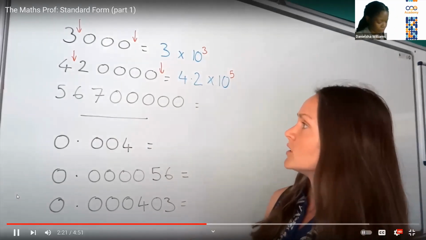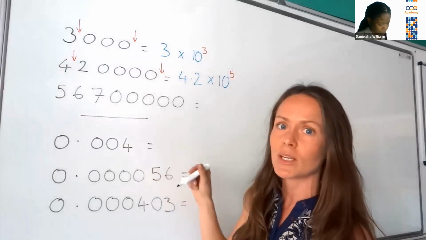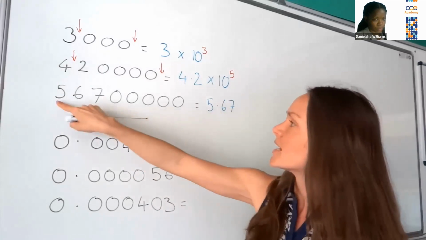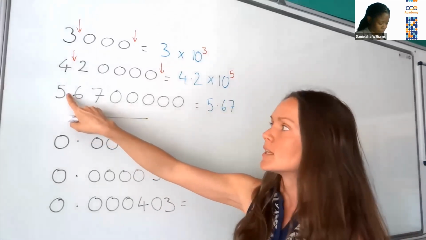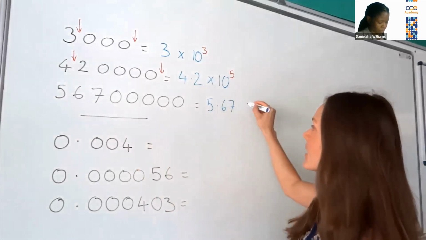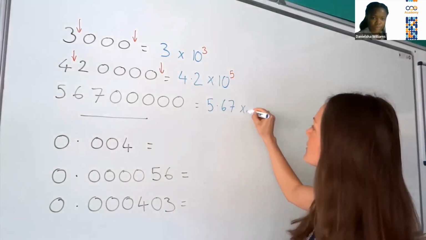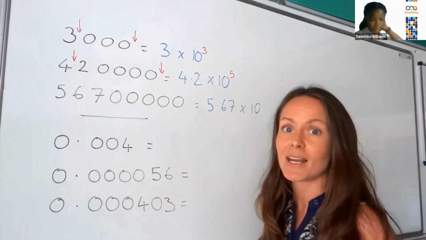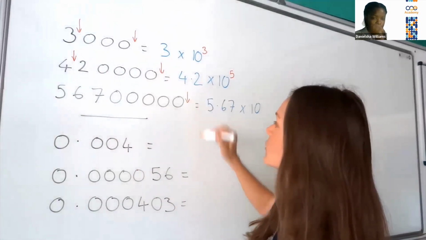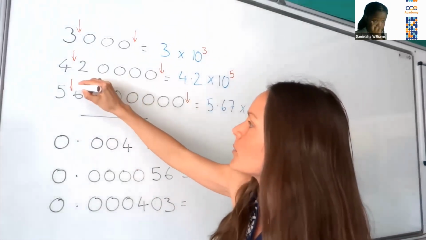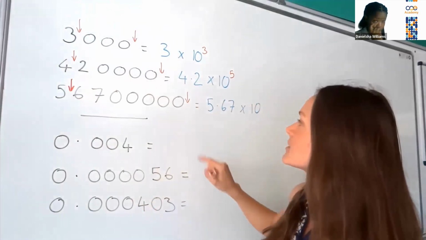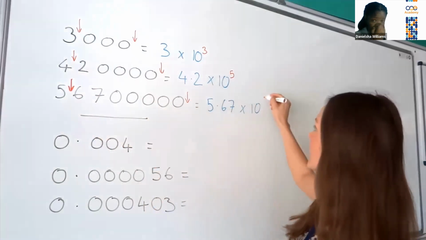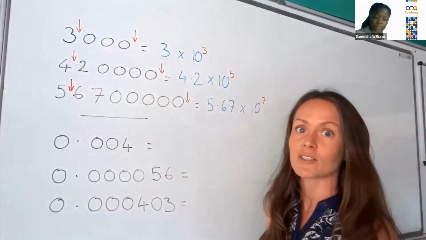So the first thing you need to do is to make sure this number is between 1 and 10. So 5.67. I'm using the same numbers, I'm just putting the decimal in between the 5 and 6. Then, as before, we write times 10. And then to find the power, you check to see how many places the decimal has moved. So it used to be there, and now we're placing it between the 5 and the 6. So if I count the digits here, I've got 7. So that gives me the power on the last question.